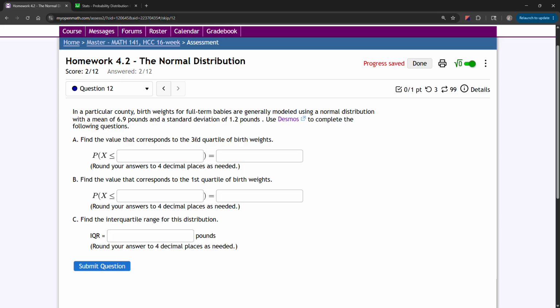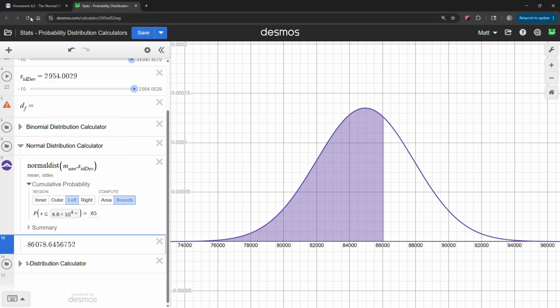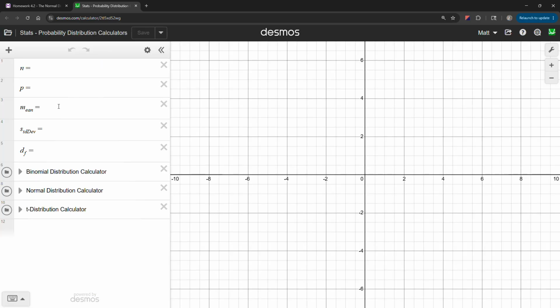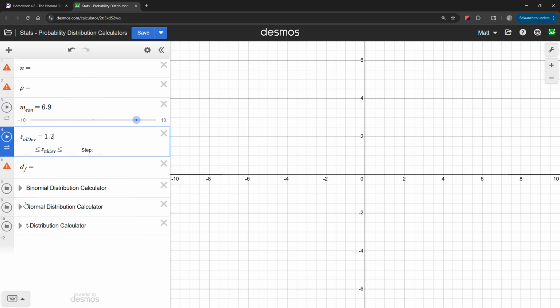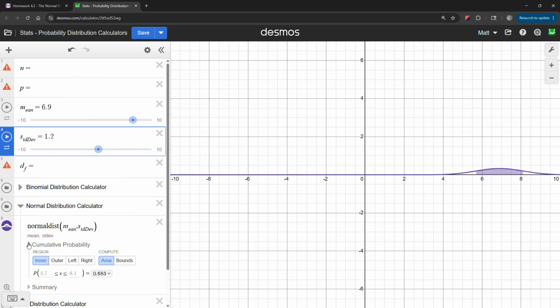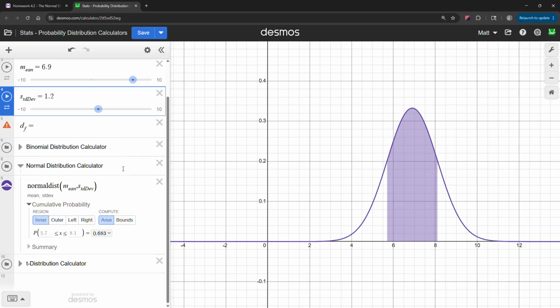In the next problem, we have a similar setup. We're going to be looking to find the values that we're comparing x to, but we also aren't given explicitly the probabilities over on the right. So in this case, in a particular county, birth weights for full-term babies are generally modeled using a normal distribution with a mean of 6.9 and a standard deviation of 1.2 pounds. So we can refresh to clear out all that information, set our mean to 6.9, our standard deviation to 1.2, and turn on the visualization for our normal distribution.